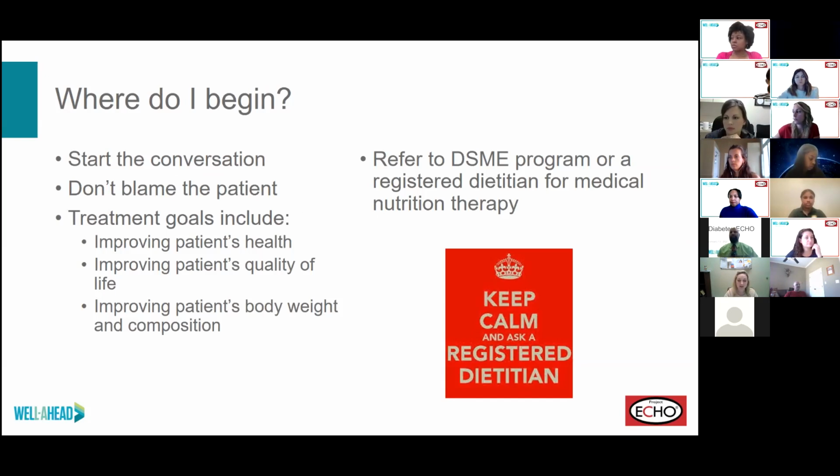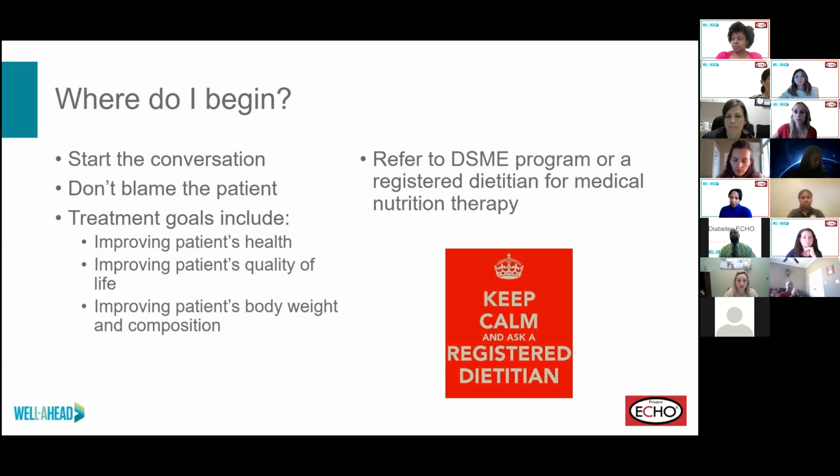But what we need to do is be open, approach the patient and say, yes, you're at a higher risk. This is where your weight falls. And treatment goals include improving your health, your quality of life, and your body weight and composition. And none of those treatment goals are very different than treating diabetes, right? So oftentimes you just want to have an open conversation, establish rapport, and not blame the patient. Be careful of your language, that sort of thing.